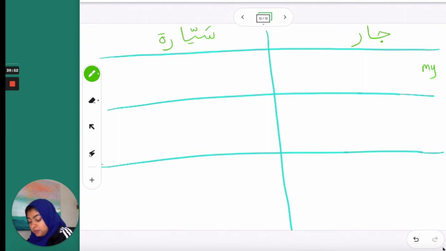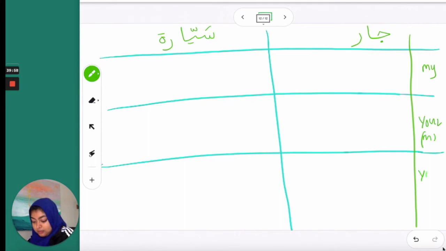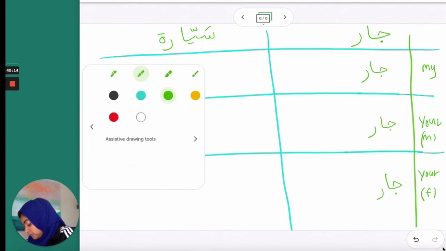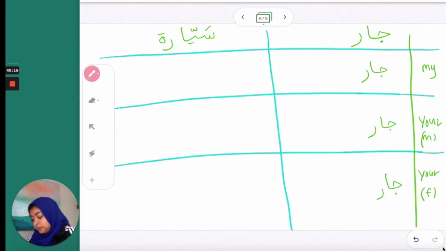And you want to do this my, yours, masculine, and your feminine. Okay. So I'm just going to write the word jar for all of them because we're simply attaching to the end. So we'll start with that one. So just pause and then come back when you're ready.